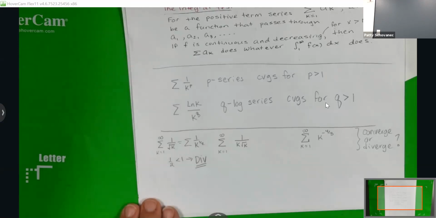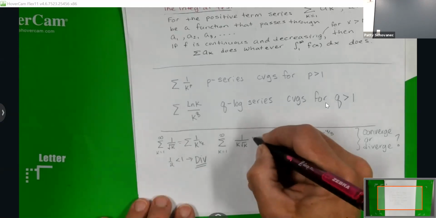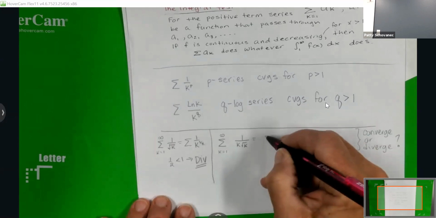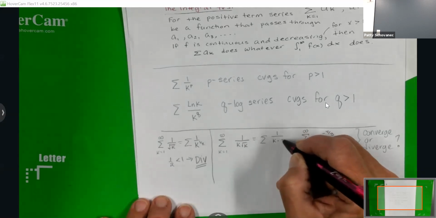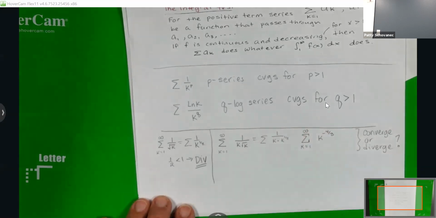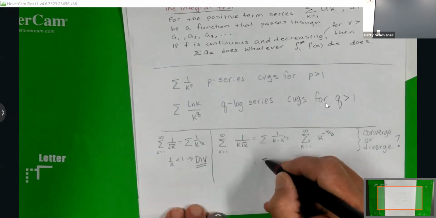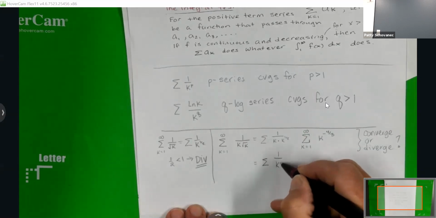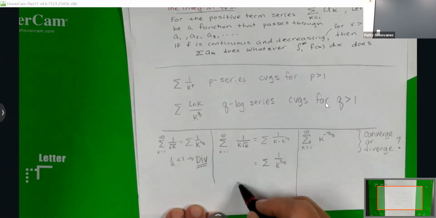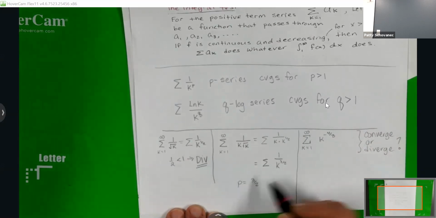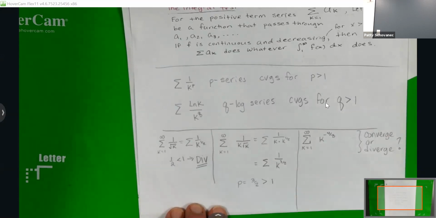Next one, k times the square root of k. So I can think of that as k to the first power times k to the 1/2 power. When you multiply like bases, you add the exponents. So 1 plus 1/2 will give me k to the 3/2 power. My power is 3/2. My power is bigger than 1, and so it converges.